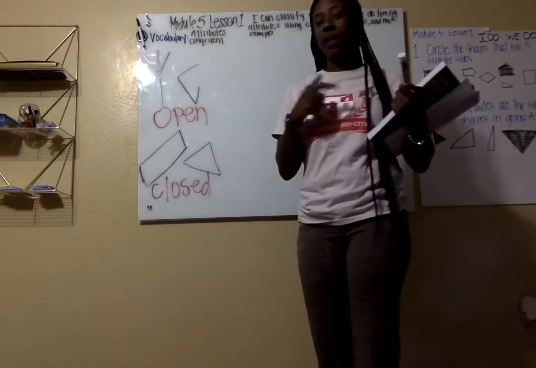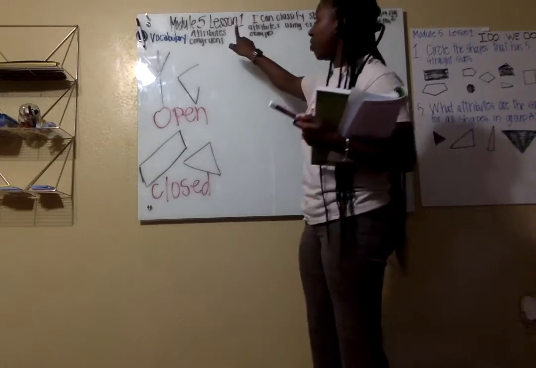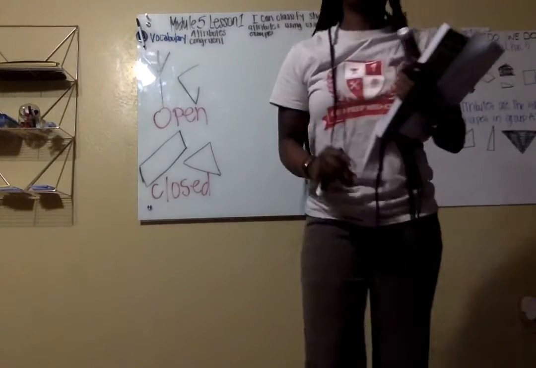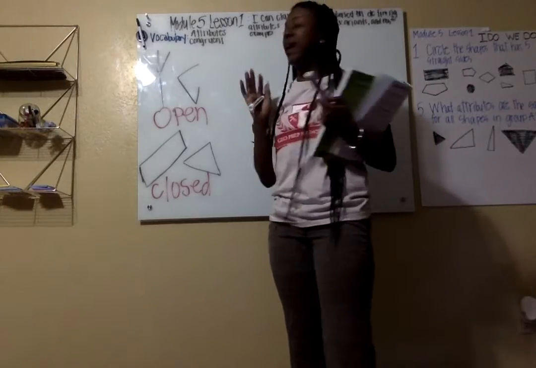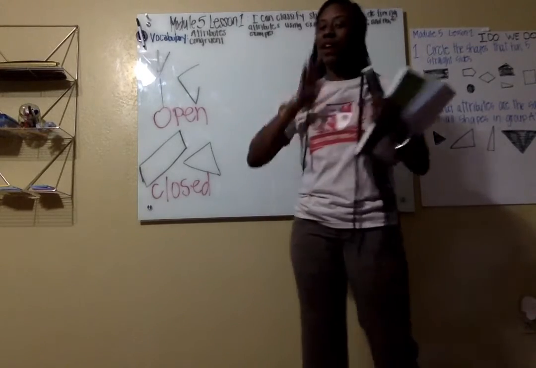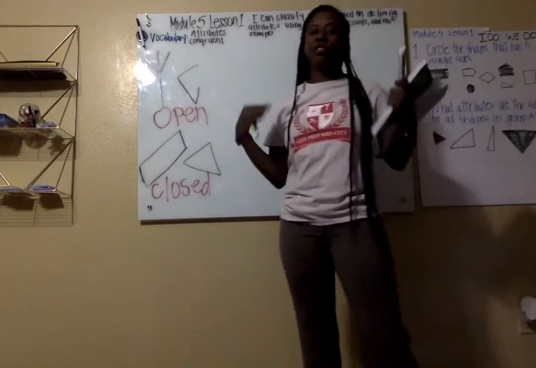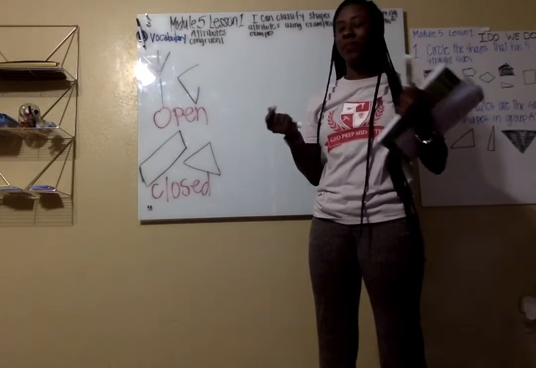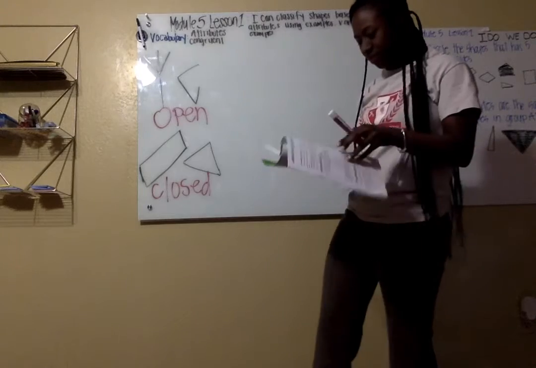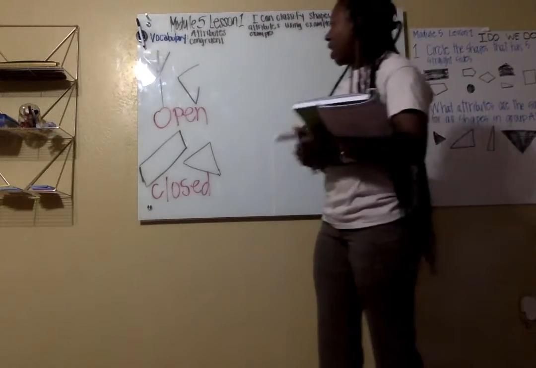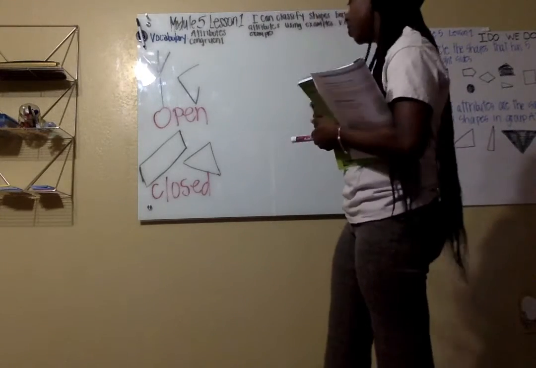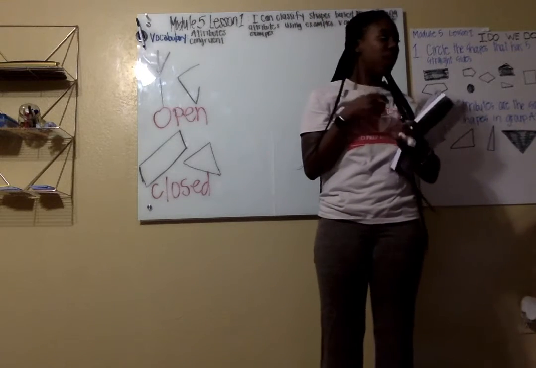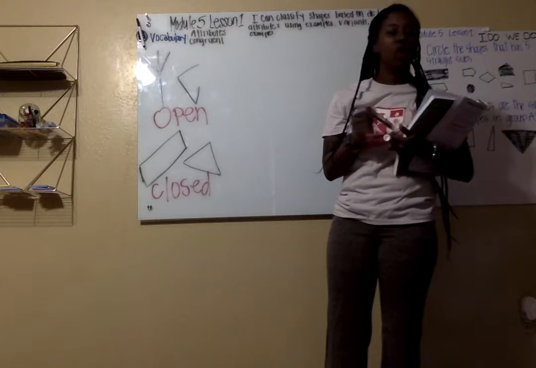Well, first, let's get into our vocabulary. We have the word attributes. The word attributes means characteristic. So whatever characteristic they have, and you're going to figure that out later on. And congruent. Congruent means the same. Okay? So I want everybody, if you don't already have a straight edge or a ruler, something that will help you draw a straight line.